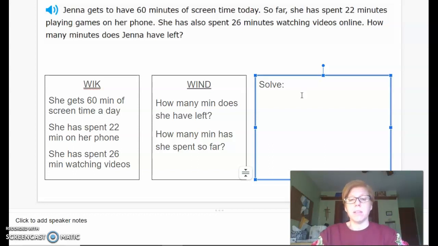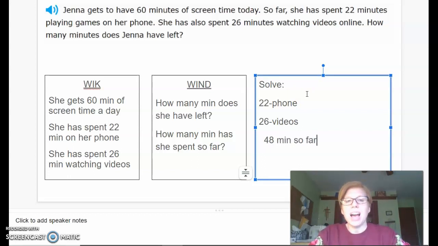Well, we can add up 60 minutes of screen time a day. Do we do that? No. So you have to be very careful of the amount that you add up. We are adding up how many minutes she has spent so far. She has spent 22 minutes on her phone, and she has spent 26 minutes on videos. So let's add that up. 22 plus 26. Well, 6 plus 2 is 8, and then 2 plus 2 is 4. So she has spent 48 minutes so far.